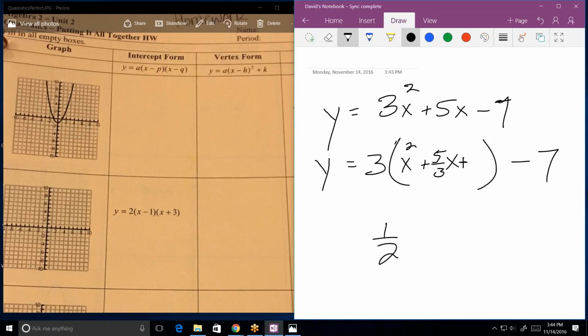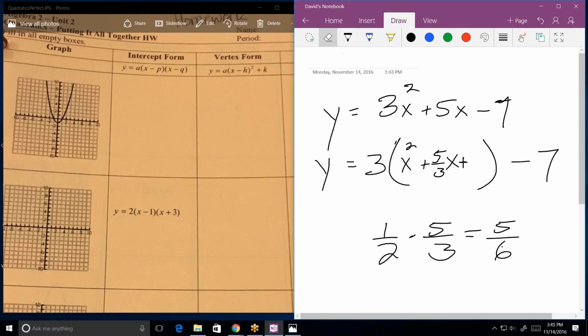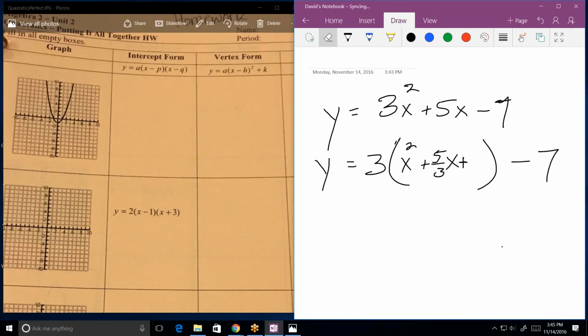Oh, half times 5/3. 5/6. You just divide the denominator by 2. Or, excuse me, you multiply the denominator by 2. Yeah. Okay. So half of that is 5/6. So square it. What do we get? 25/30. 25/36. 36. And how do I balance that?